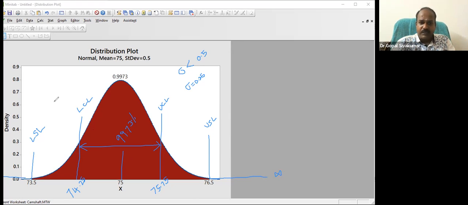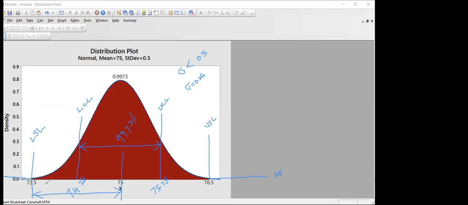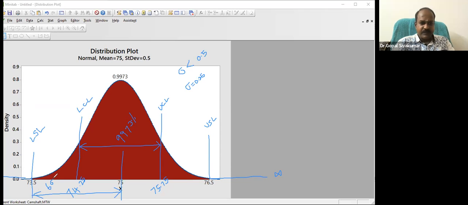And now under this condition, one of you please tell me, from the lower spec till the center, how many sigmas are here? Anybody able to find out? 6. 6 sigma. Similarly, on the right side also you have 6 sigma. This process is called actually a 6 sigma process.